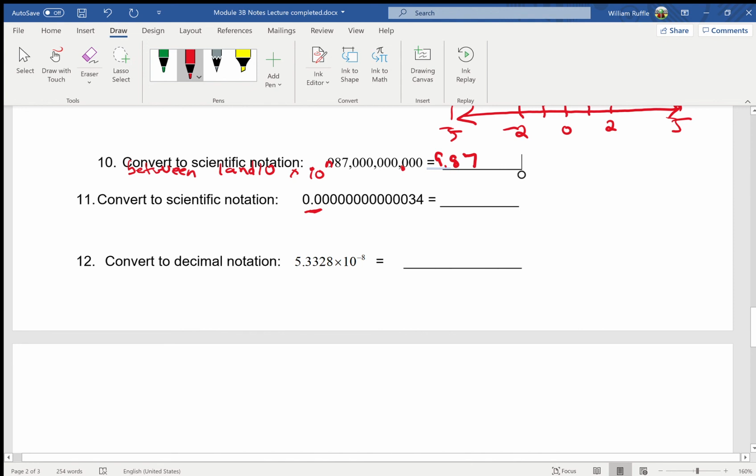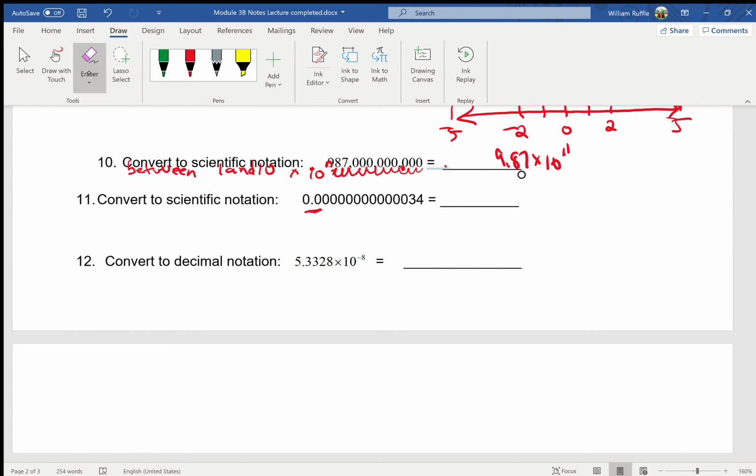Sorry, you can see me struggling again. Now, if I moved it over to the 9.87 here, how many spaces did I move it? Well, if the decimal starts here, I'm going to go 1, 2, 3, 4, 5, 6, 7, 8, 9, 10, 11. So I moved it over 11 spaces. So the answer is going to be 9.87 times 10 to the 11th. I'm sorry, I got a little off.